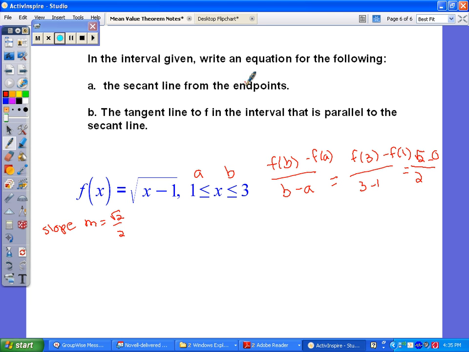Now, this wants an equation for the following. So to write the equation, we can pick either 1 or 3 as our x value, and then find the corresponding y value, and write the equation in point-slope form. So for example, if I pick 1, I would do y minus 0, because that's the y value I found for 1, is equal to the square root of 2 over 2, times x minus 1. So this is the equation for the secant line.